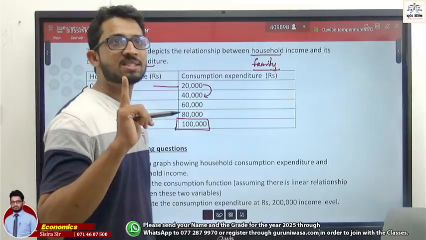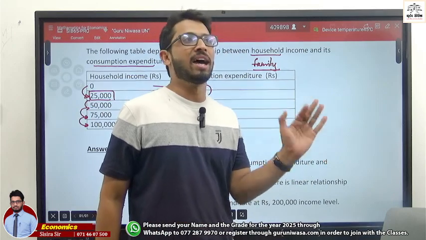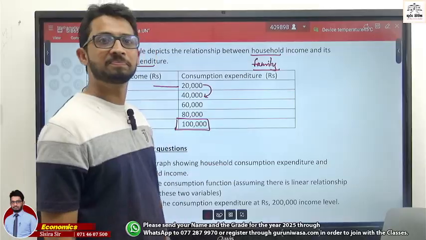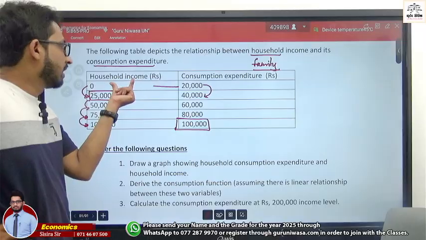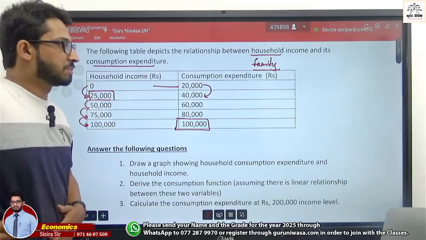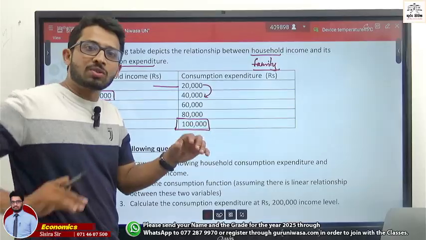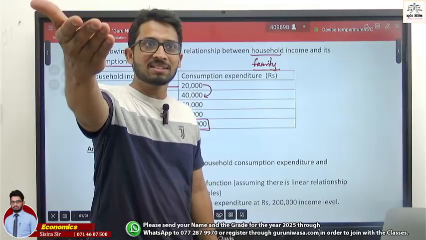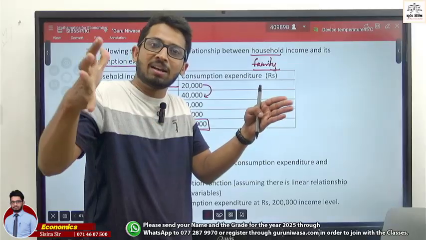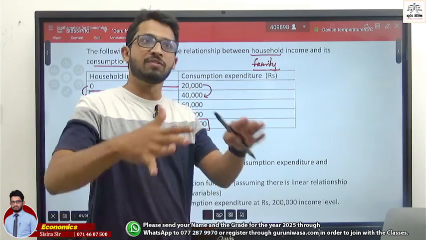My next question is, please tell me what the independent variable is here and what the dependent variable is. There are two variables. Number one, household income. Second one, consumption expenditure. When household income increases, households try to spend more. It's correct. If your family income increases, your family tries to spend more on consumption. Your lifestyle changes.